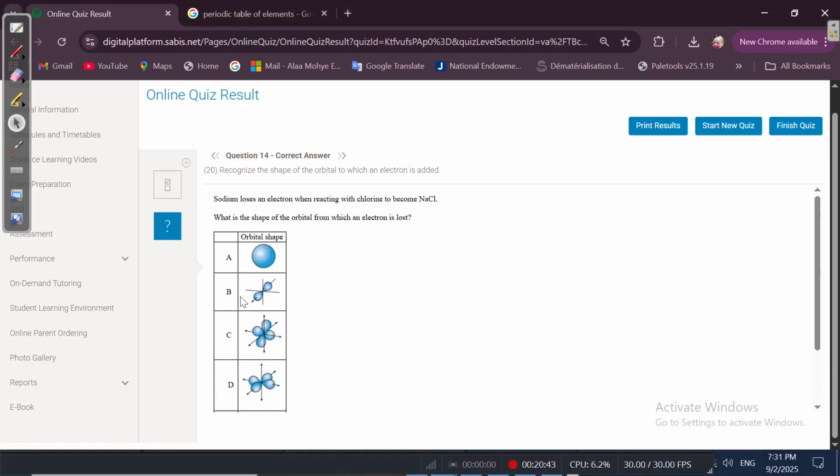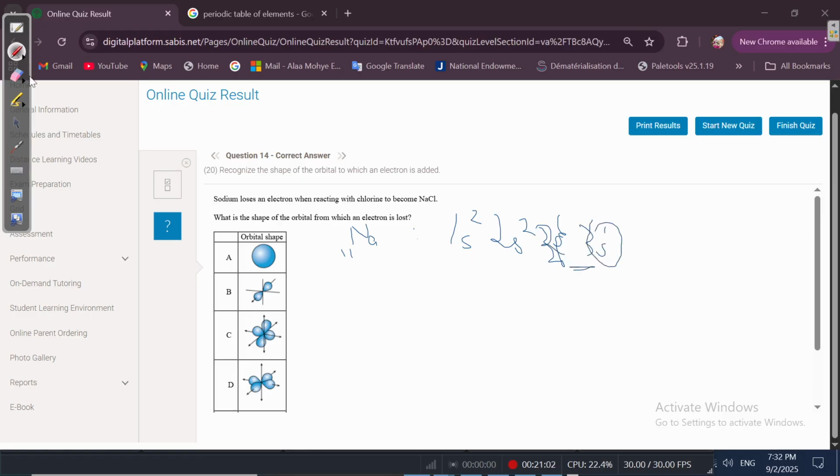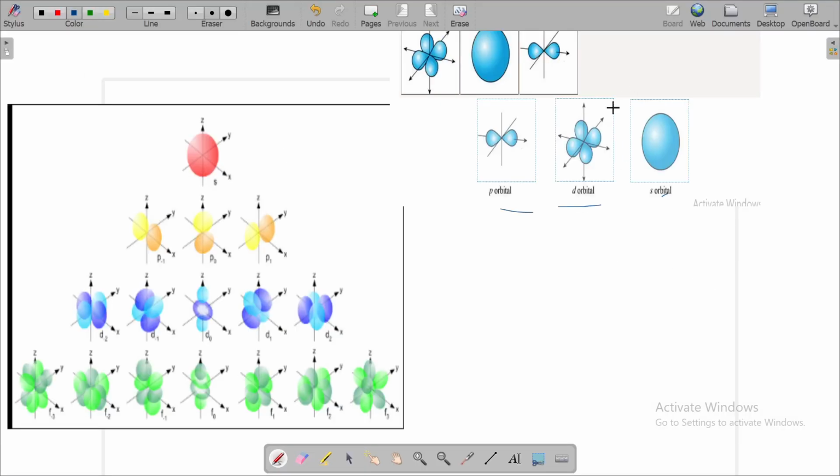Wait a second. Okay, so sorry. I made the mistake again of bad math. So Na we said is 11 electrons. So Na 11 is 1s2, 2s2, 2p6 and 3s1. So which orbital is removed? The s1, because it's at the highest energy. So the s orbital is removed, and if you see, that's the s orbital.